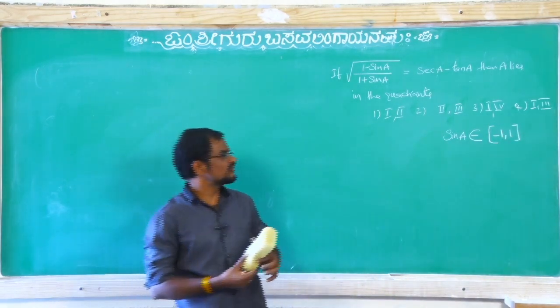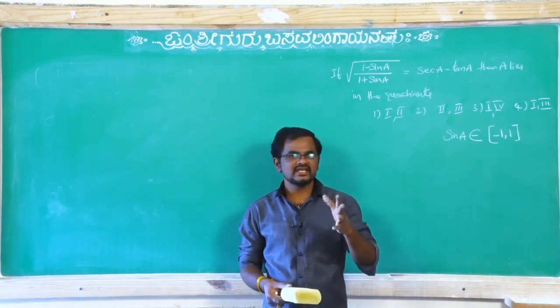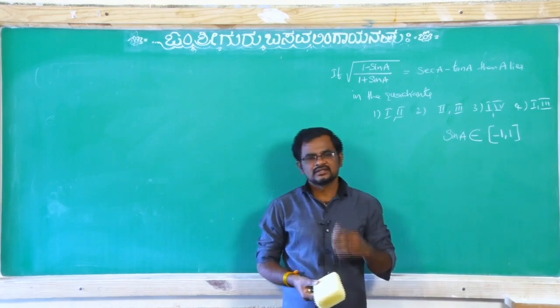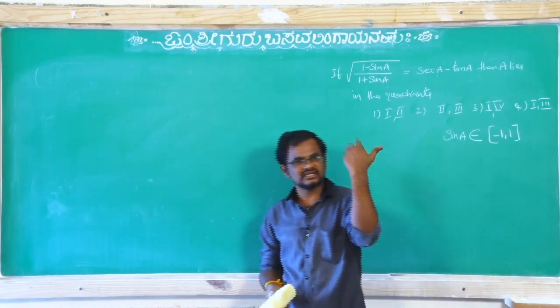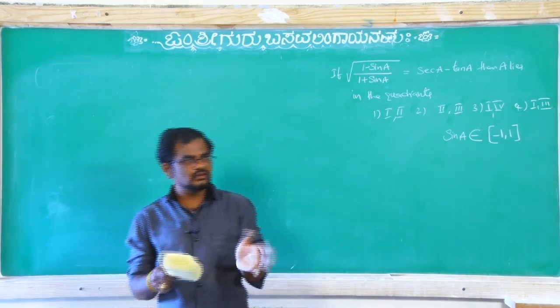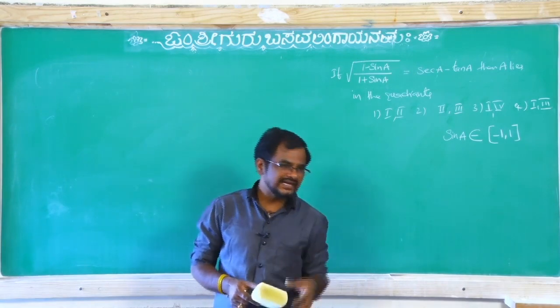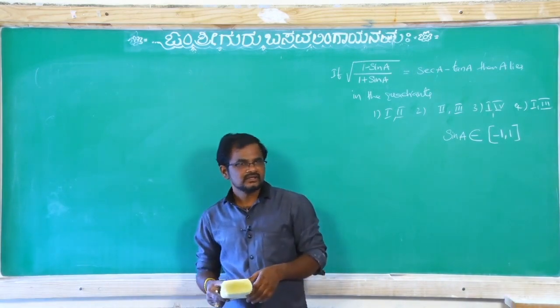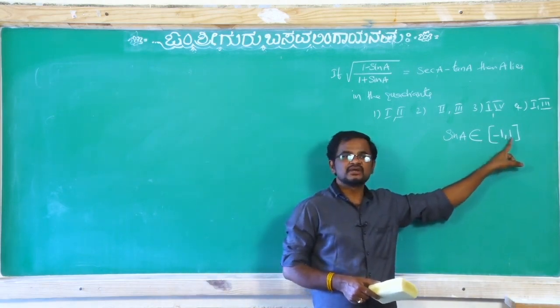In place of A, you take any real number: sin 30 degrees, 40 degrees, 200 degrees, 300 degrees, 360, anything you substitute. Will you get a sin value of 2, 3, 4, 5 anywhere? You won't get it. Sin 1900 you take, that should be where to where? Minus 1 to plus 1.